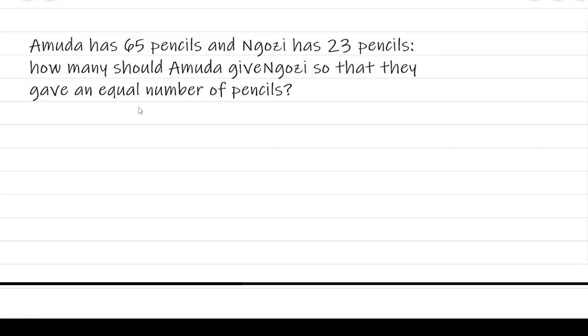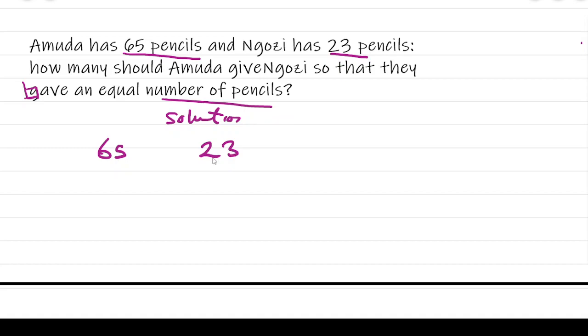Here, we are told that Amuda has 65 pencils, and Ngozi has 23 pencils. And how many should Amuda give Ngozi so that they have equal number of pencils? The way to do this is to see the solution. So I have 65 pencils, and you have 23 pencils. So how many should I give you so that we can have equal?